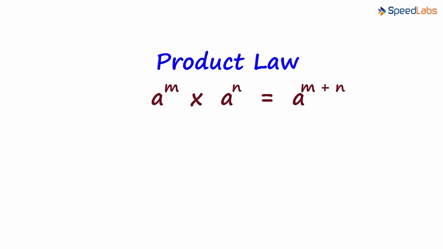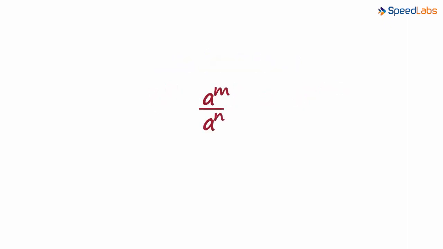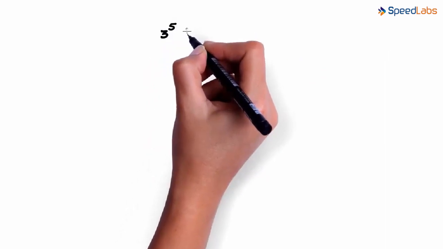In the previous video, we saw how product law was applied to a product of two numbers with the same base. Let's try dividing two numbers with the same base. 3 raised to 5 divided by 3 raised to 3. Again, remember, we are performing operations on numbers with the same base. Here, the base of both the numbers is 3.